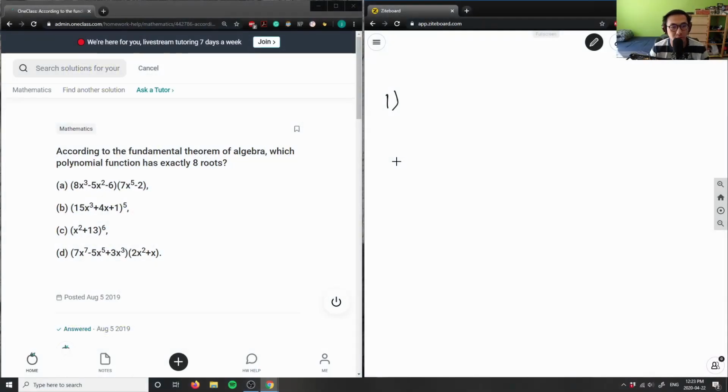So he says, according to the fundamental theorem of algebra, which polynomial function has exactly 8 roots? I think I did something similar to this problem on Thursday, I want to say. But this looks very, very similar. So I need 8 roots.